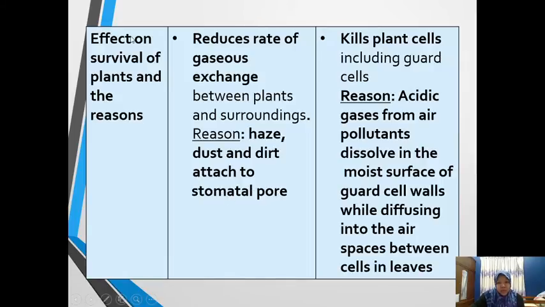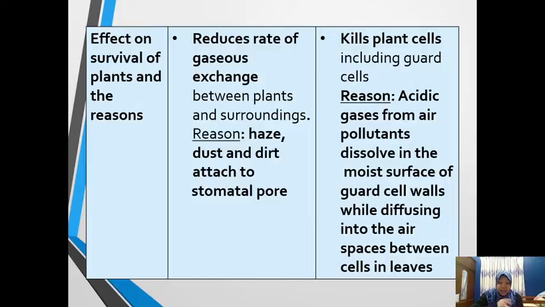Okay, dia akan mengurangkan. Tadi dia mengurangkan kadar fotosintesis. Yang ni dia mengurangkan kadar pertukaran gas di antara pokok tersebut dan juga persekitaran. Okay, kita tahu kita perlu mengeluarkan gas karbon dioksida dan juga oksigen, dan kita perlu masukkan gas karbon dioksida dan oksigen. So kalau kita ada debu tu semua, dia akan mengurangkanlah kadar pertukaran gas tersebut.